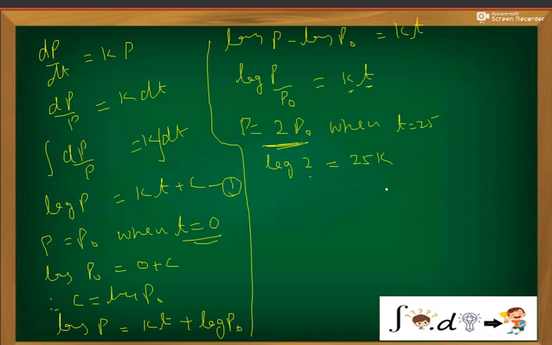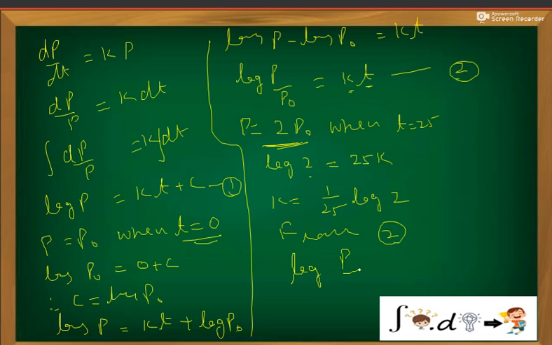And now substituting the value of k, what will be the value of k? k is equal to 1 by 25 log 2. Okay, now this value we substitute in the equation number 2, and therefore from this equation 2 it becomes log of P by P naught is equal to 1 by 25 log 2 into t. Is it clear? Any doubt?